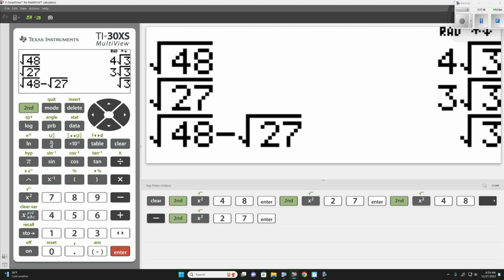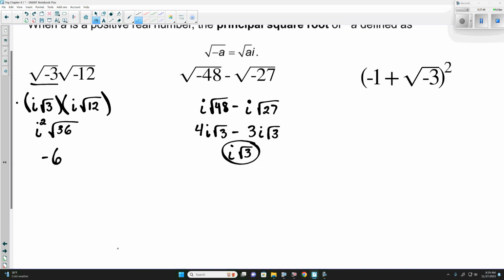Now if it worked out to be 0, well, we would have 0i, which is just 0. Negative 1 plus the square root of negative 3, squared. For one thing, we are going to have this thing twice, yes? But we do need to simplify the square root of negative 3, because that's just saying that it is i square root of 3.